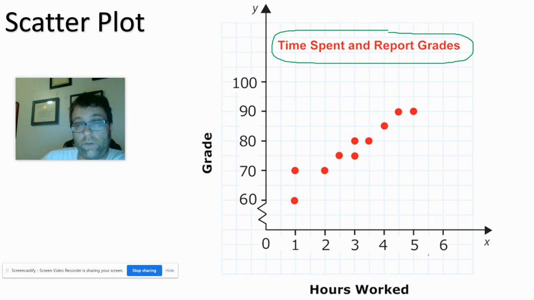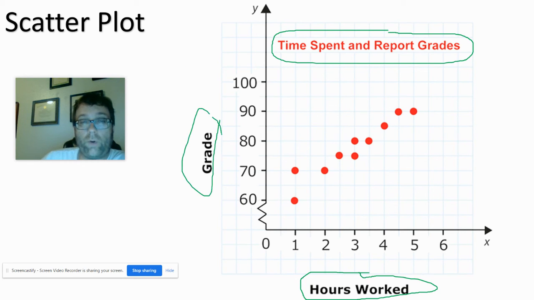So that's your title. So the bottom down here, we have the x-axis title. That's hours worked, that meaning how long did you spend on the assignment. And over here on the y-axis, we have the grade, meaning what grade did you receive.